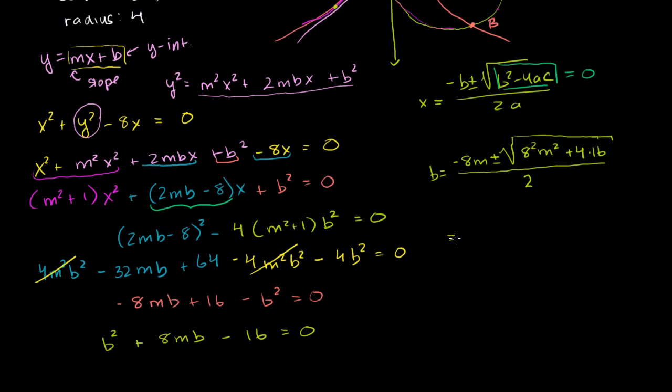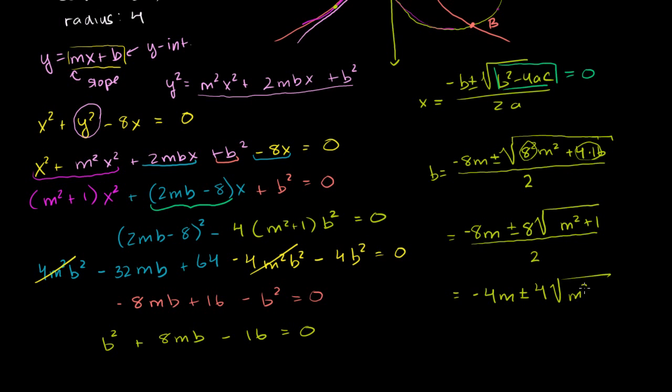Now, this is going to be equal to negative 8m plus or minus. Now, this is 64. This is 64. So we can factor out the 64 from here, but when you take the square root of it, it's going to be 8 times the square root of m squared plus 1. If you took the 8 in, you'd have to square it, so it becomes 64 m squared plus 64, which is exactly what you had up there. All of that over 2, and then we can simplify it. This is equal to negative 4m plus or minus 4 times the square root of m squared plus 1.